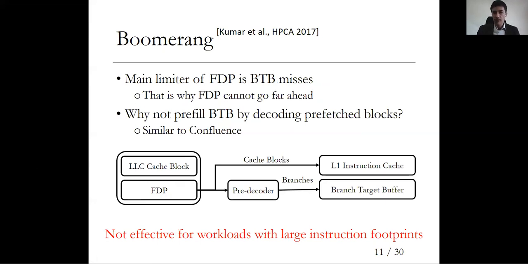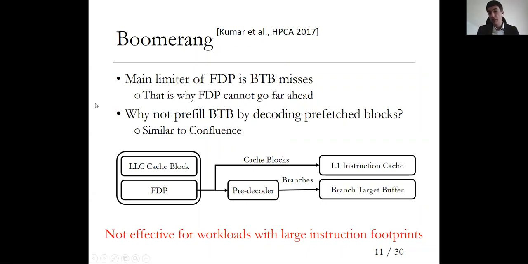In 2017, Kumar and others proposed Boomerang. Boomerang is based on the FDIP prefetcher. The main observation in this paper is that while there are several reasons why we may make a mistake when we want to identify future instruction addresses, as I mentioned, we may make a mistake in the branch predictor, in the BTB, in the RAS, and so on. The main reason why we make a mistake is because of the BTB misses. So the idea is that if we can eliminate BTB misses, if we have a perfect BTB, an FDIP prefetcher is very effective with very low cost. So that is the intuition.